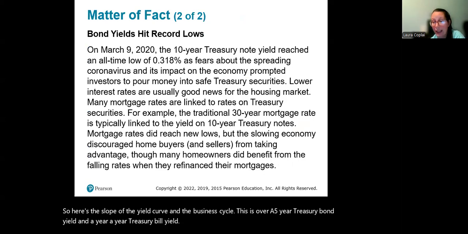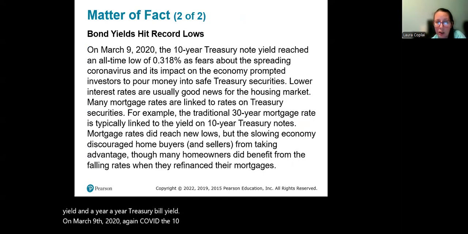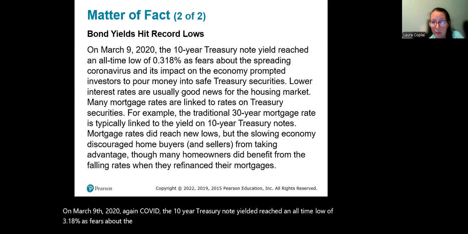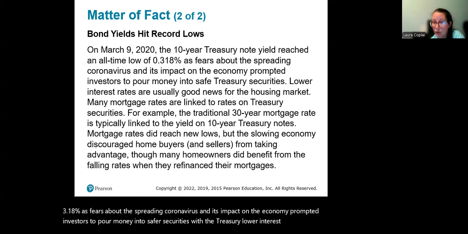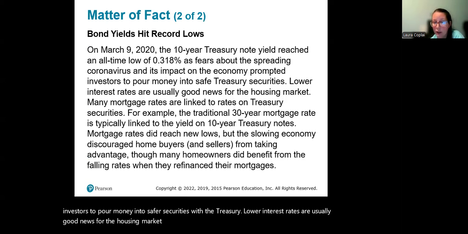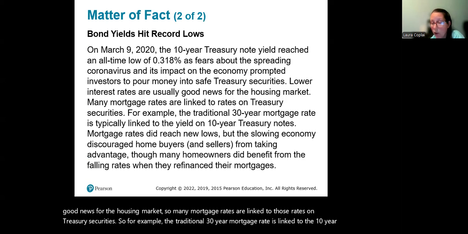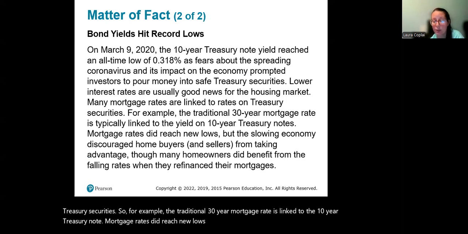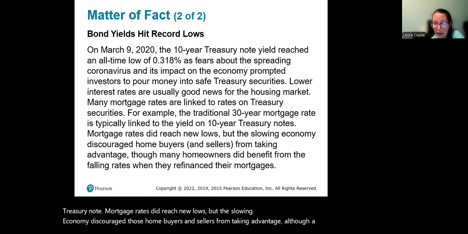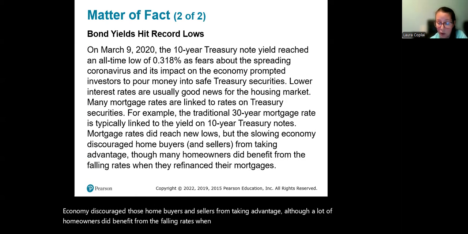On March 9th, 2020, again, COVID, the 10-year Treasury note yield reached an all-time low of 3.18% as fears about the spreading coronavirus and its impact on the economy prompted investors to pour money into safer securities with the Treasury. Lower interest rates are usually good news for the housing market. So many mortgage rates are linked to those rates on Treasury securities. So for example, the traditional 30-year mortgage rate is linked to the 10-year Treasury note. Mortgage rates did reach new lows, but the slowing economy discouraged those home buyers and sellers from taking advantage. Although a lot of homeowners did benefit from the falling rates when they refinanced their mortgages.